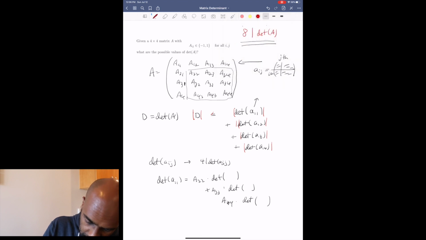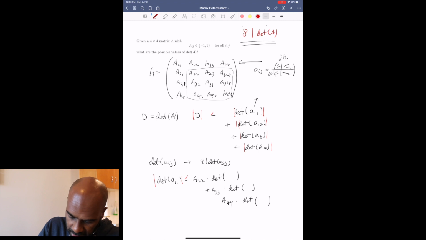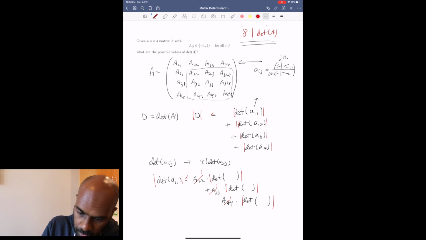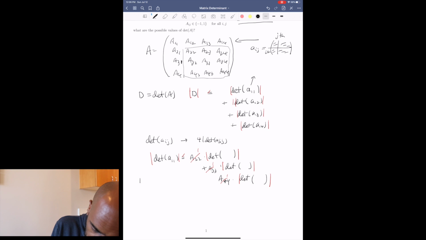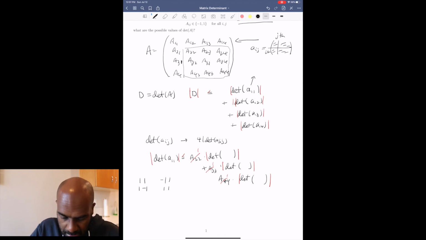Okay, and again, if we look at the absolute value of this thing, it's going to be less than or equal to the sum of the absolute values of all of these things. These all have absolute value 1, and so it's less than or equal to the sum of the absolute values of these 2 by 2 determinants. Okay, how big can these 2 by 2 determinants be? So the entries are 1 and negative 1. So we'll have something like maybe a matrix like this, or a matrix like this, etc. And there aren't many matrices to check.